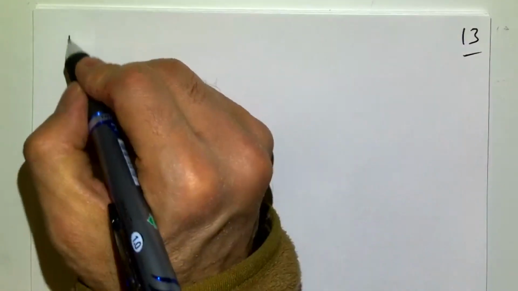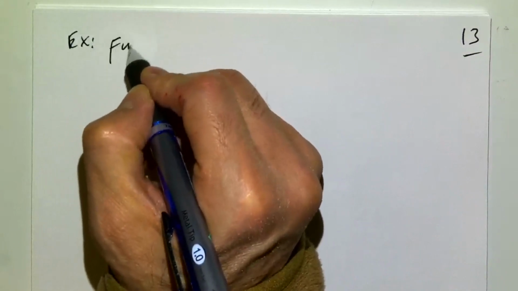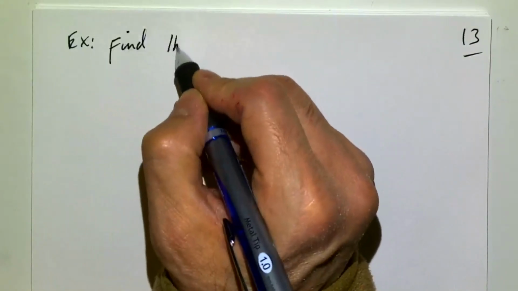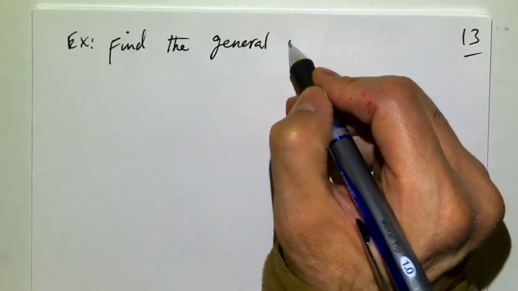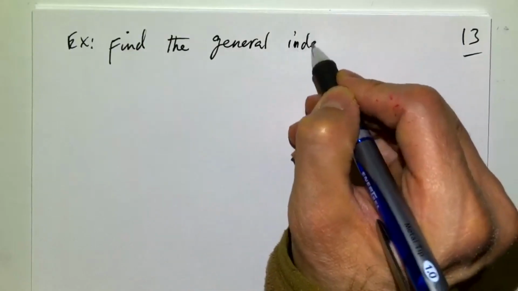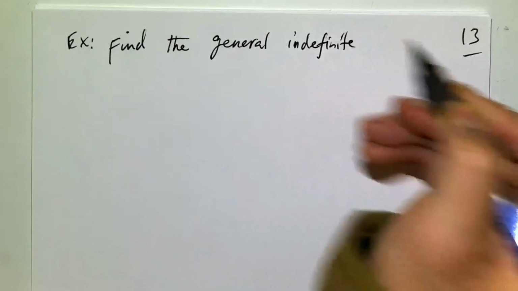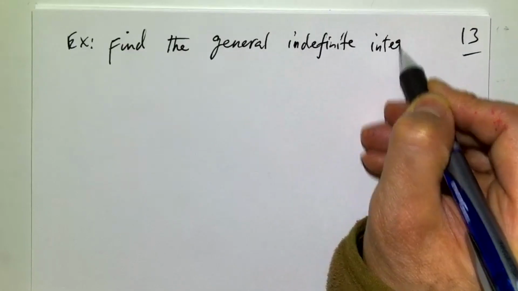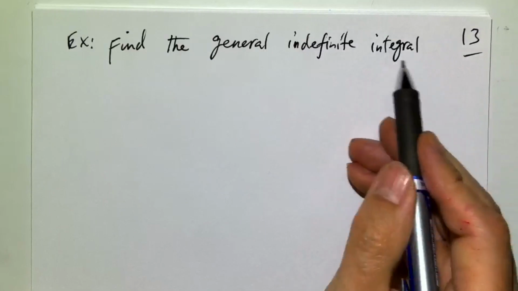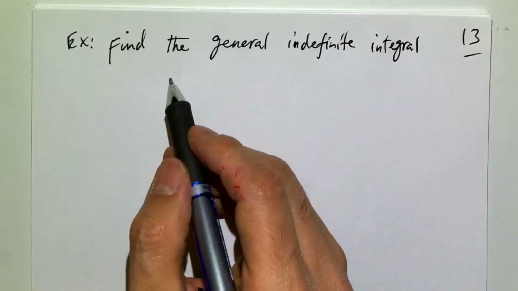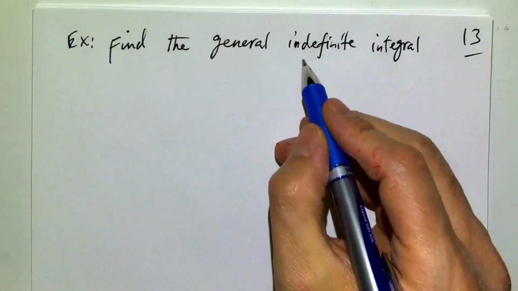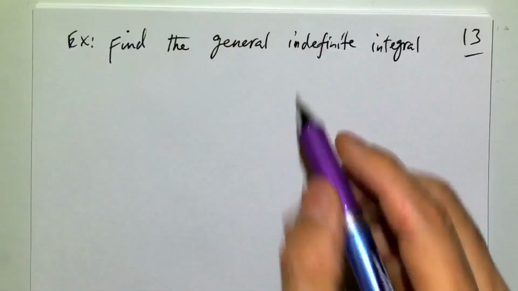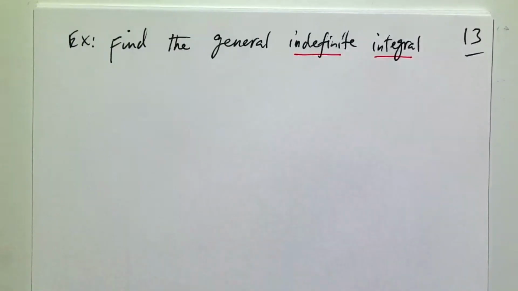So suppose we want to find, this time, the general indefinite integral. Okay, so we're going to have a c, a constant of integration. So this is worth noticing. Indefinite integral.